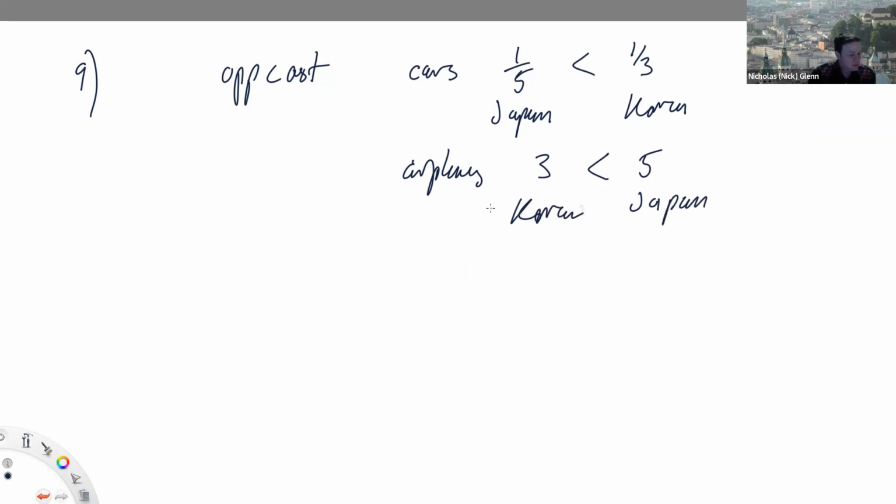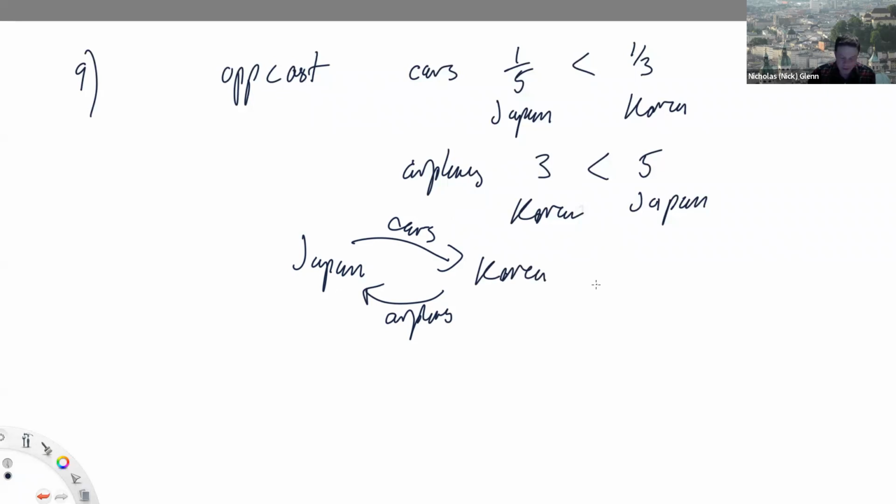So it's asking about, at which price will they trade? Well, Japan's going to produce cars, Korea airplanes. So Japan's going to produce cars. Korea is going to produce airplanes. All right. So it's giving us all these prices. How can we determine which one's good?